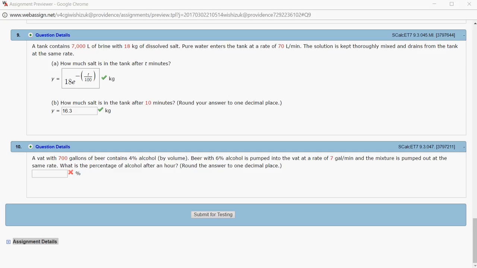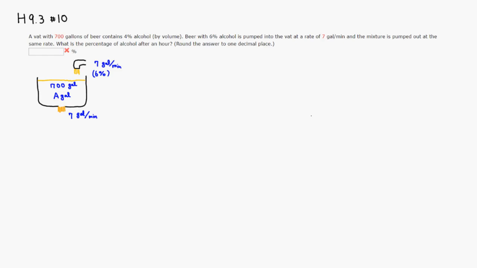All right, let's look at homework 9.3, problem number 10. Let's do this beer problem. You have 700 gallons of beer that contains 4% alcohol. Initially, maybe we should start by writing the equation or initial condition.